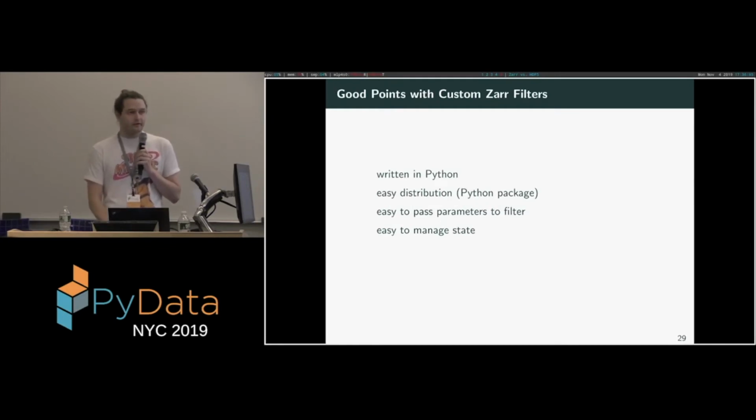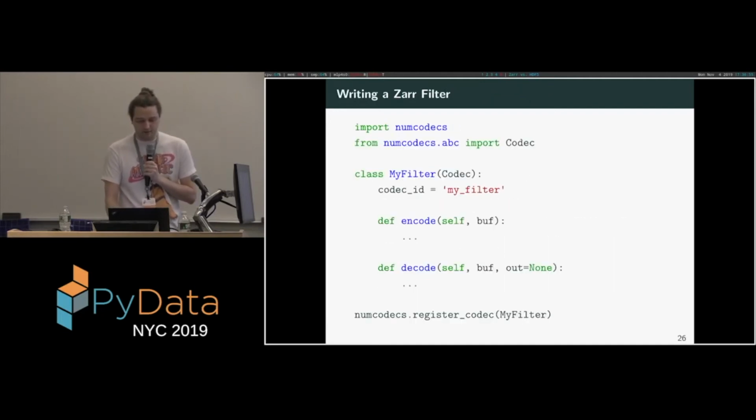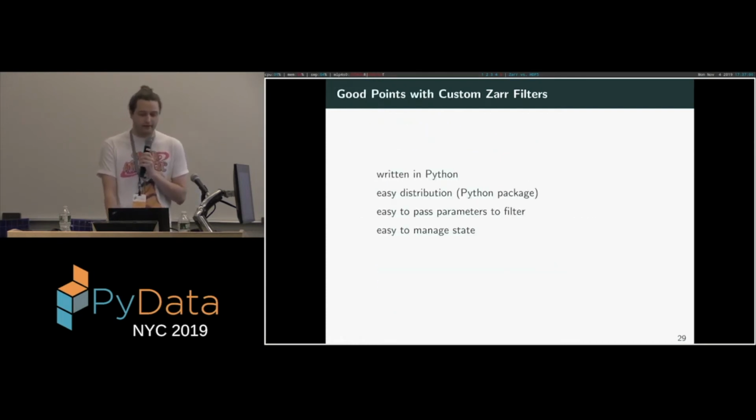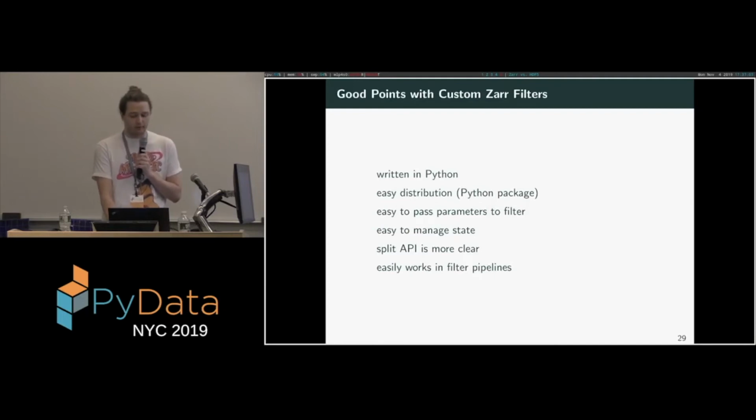One thing to note is that the codecs must be JSON serializable. And there's a hook that you can implement; the base class here, codec, provides some help to make things JSON serializable by default, but you can override it if you need to store things like a NumPy dtype or some other more complicated object. In my opinion, having the API split between encode and decode is far more clear than just having a single function interface, and then you can actually use filter pipelines in a very clean way.